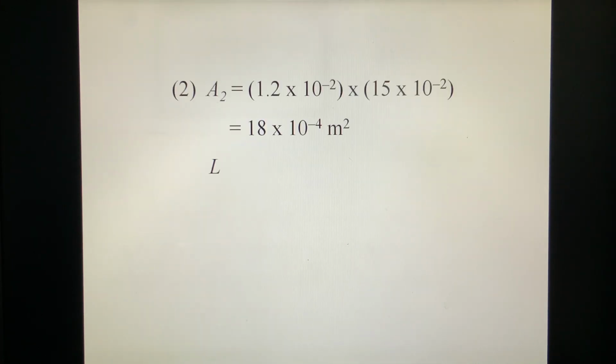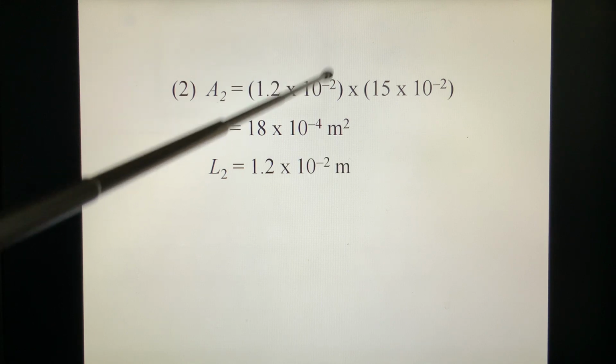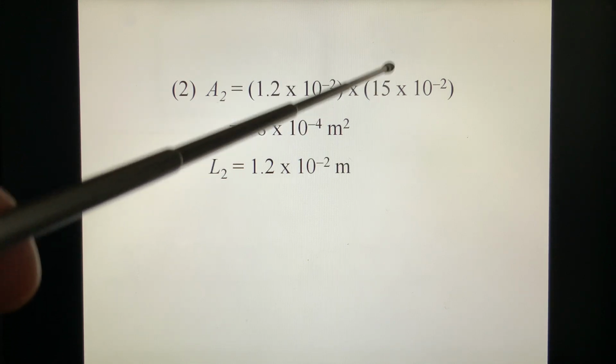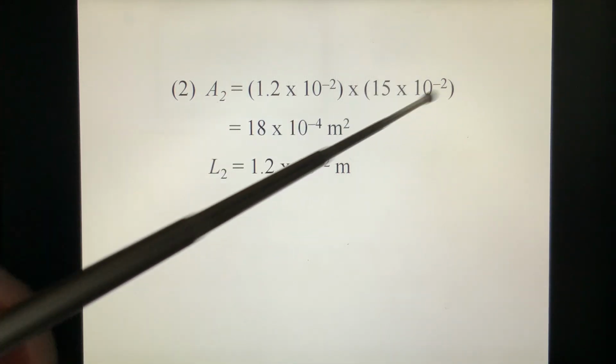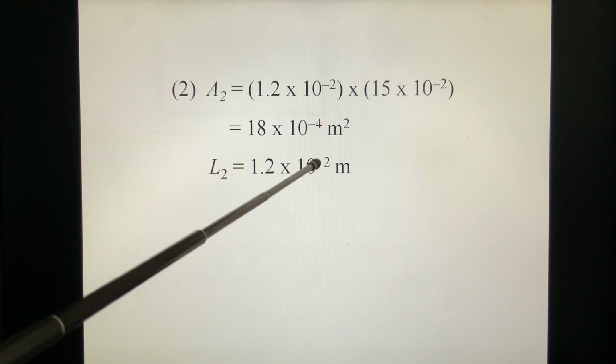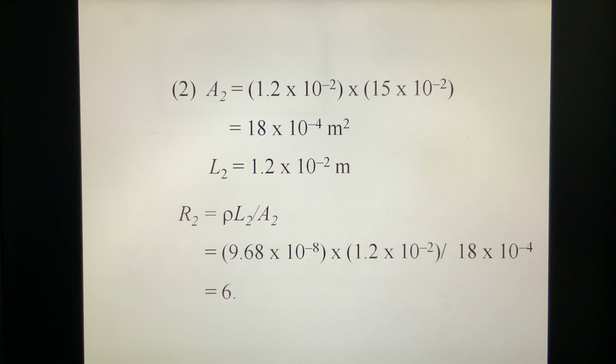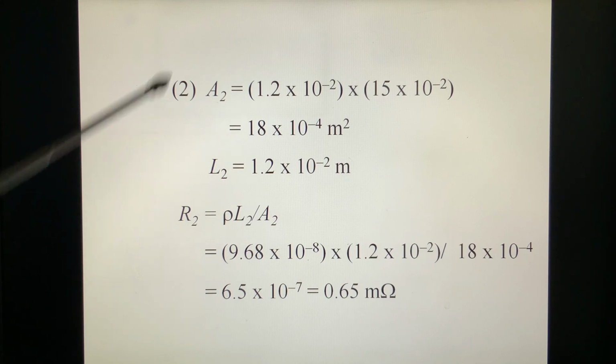For the second case, the area is 1.2 times 10 to the minus 2 meter by 15 times 10 to the minus 2 meter. The length becomes 1.2 times 10 to the minus 2 meter, and we find R2. This one is much lower than the previous one because the area is different.